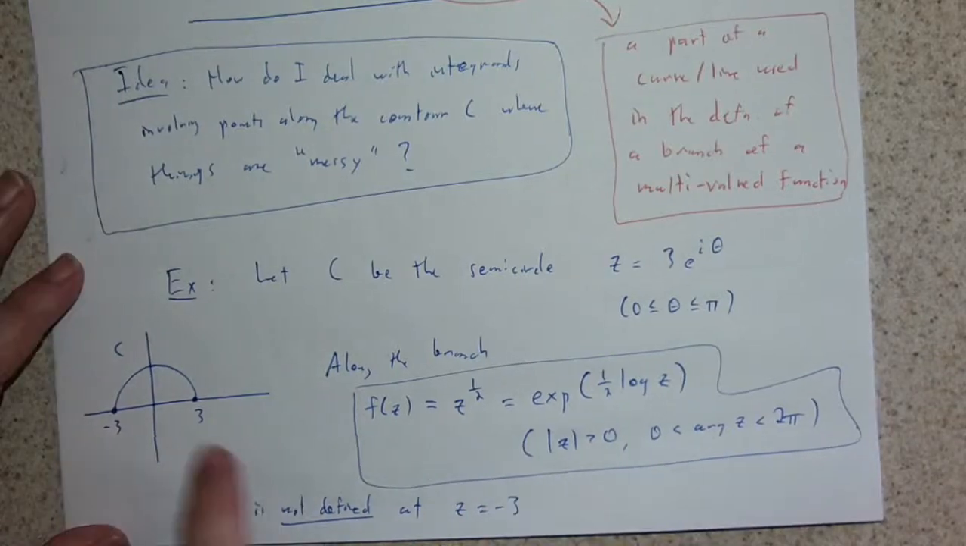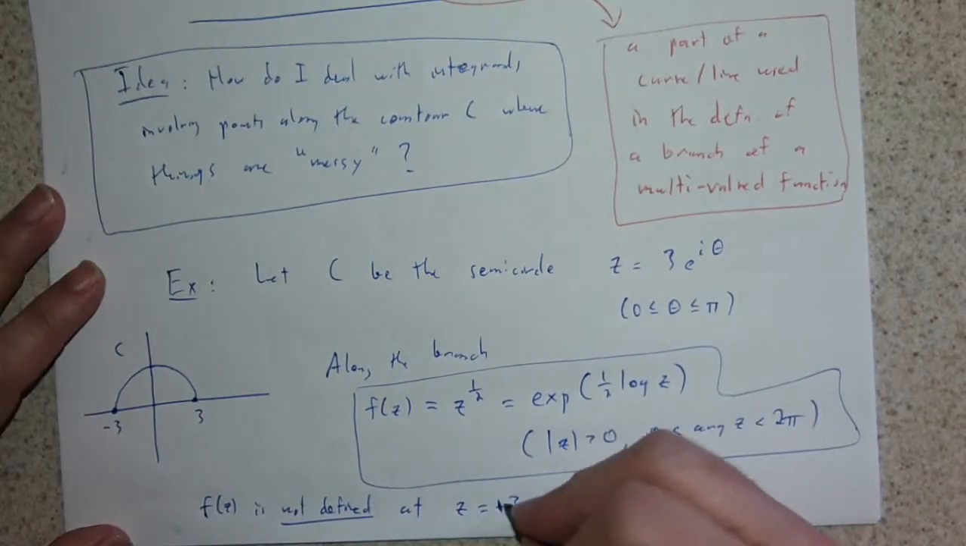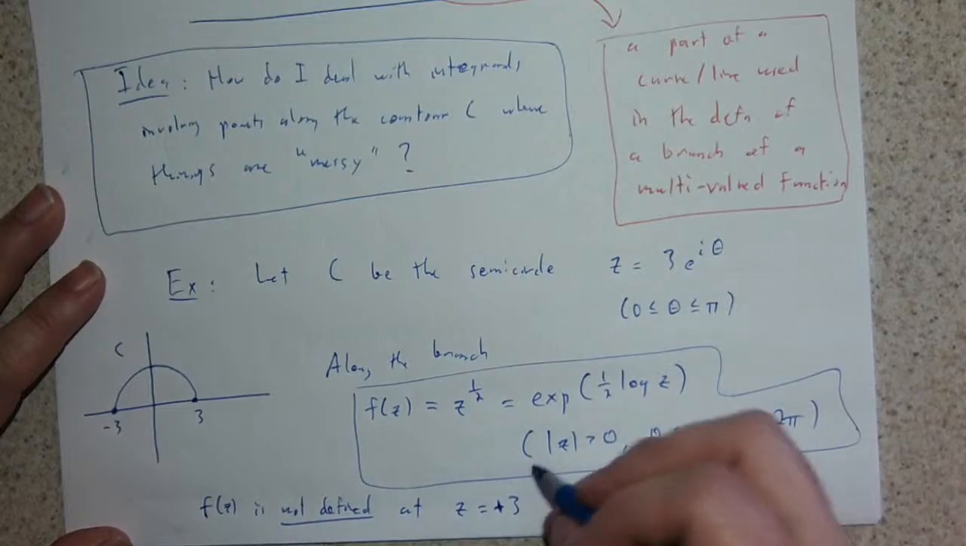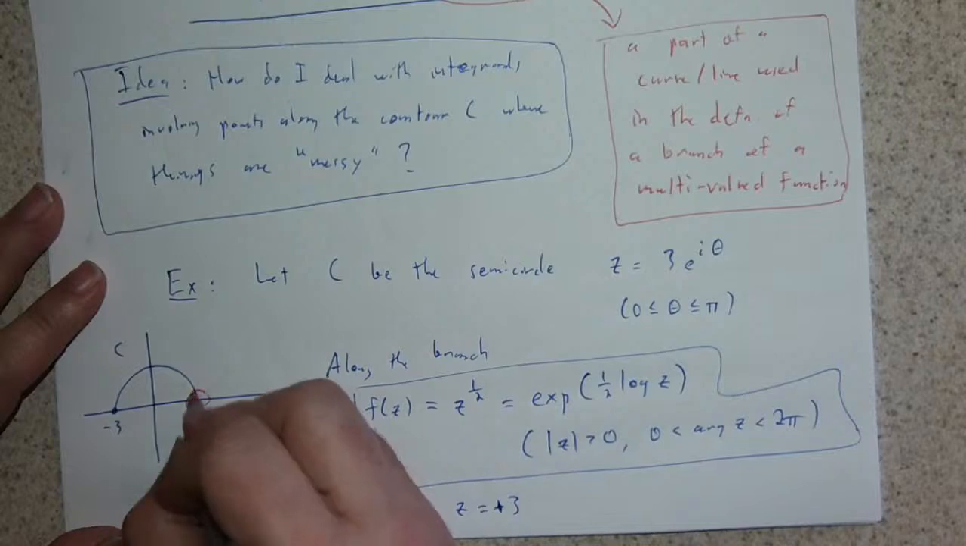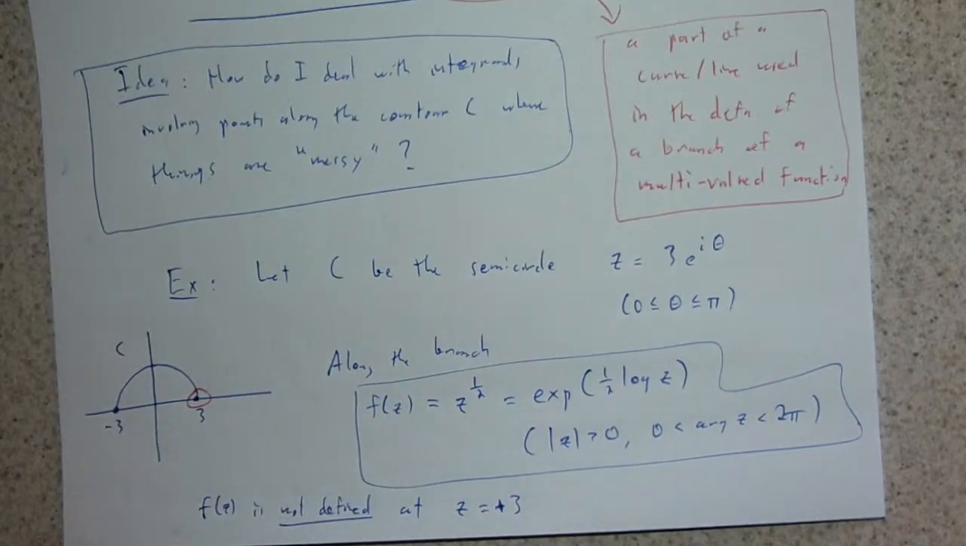Sorry, not z is equal to minus 3. It's not defined here, plus 3. Okay, so z is not defined at this point here. Right. Circle that in red. Okay.